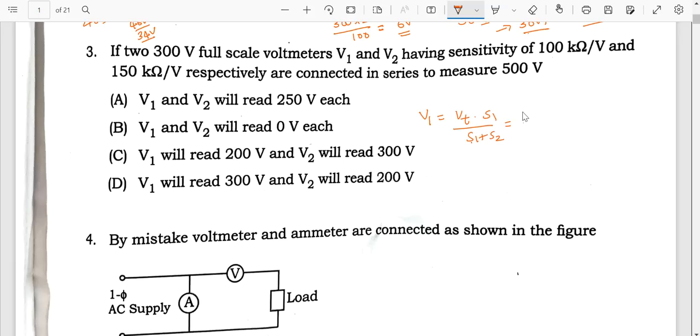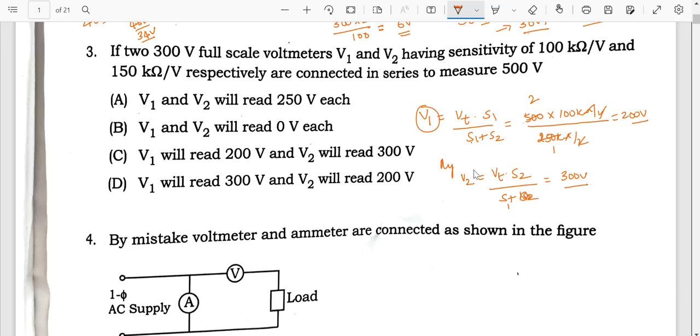What is this, sir? Vt is 500 volts into S1, which is 100 kilo ohm per volt, divided by S1 plus S2, that is 100 kilo ohm per volt plus 150, because they are connected in series. So the total will be 250 kilo ohm per volt. The kilo ohm per volt gets cancelled here. So 500 into 100 by 250 is 200 volts. Similarly, if you find the value of V2, that is the total voltage Vt into S2 divided by S1 plus S2, it is going to be 300 volts. That means voltmeter 1 will measure 200 volts and voltmeter 2 will measure 300 volts. So the answer will be C. V1 will read 200 volts and V2 will read 300 volts.